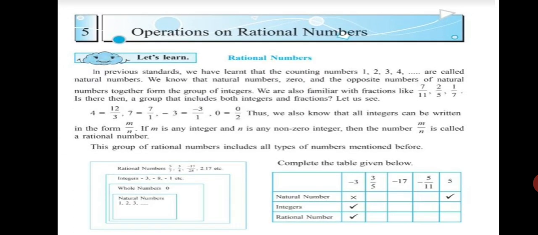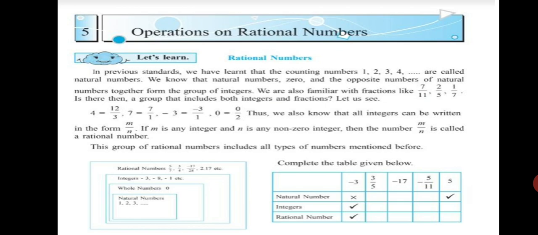Let's learn. In previous standards, we have learned that the counting numbers 1, 2, 3, 4 are called natural numbers. So you already know what are natural numbers. We know that natural numbers, 0 and the opposite numbers of natural numbers together form the group of integers. In the previous chapters, what are integers? The positive, negative numbers and 0 together form a group of integers.